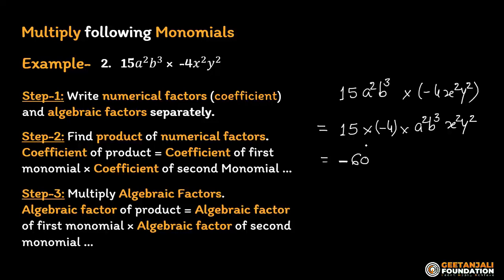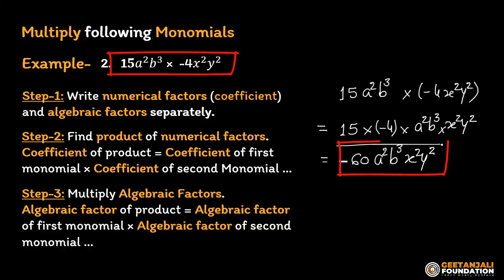Now the next step is we have to multiply algebraic factors. You can see here in algebraic factors there is no common base. Here the base is a, here the base is b, here it is x, here it is y. So you cannot apply the law of multiplication of exponents over here. You will need to write everything as it is. So we will write a square b cubed and x square y square. We cannot simplify this further. This is the simplest form. So after multiplying these two monomials, this is our answer. Minus 60 a square b cube x square y square is our answer.